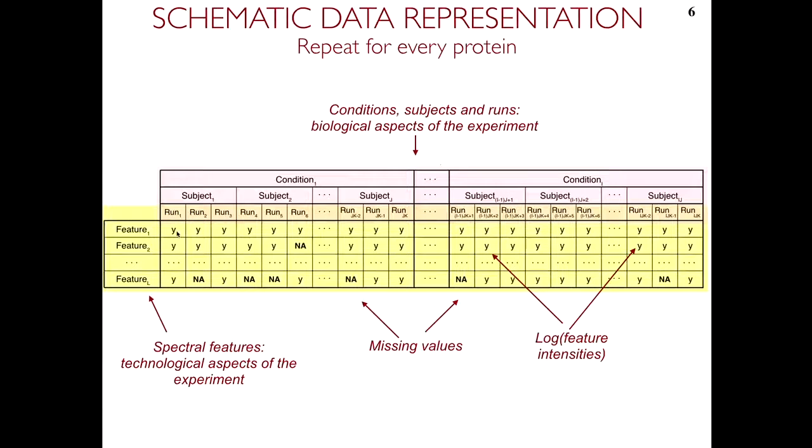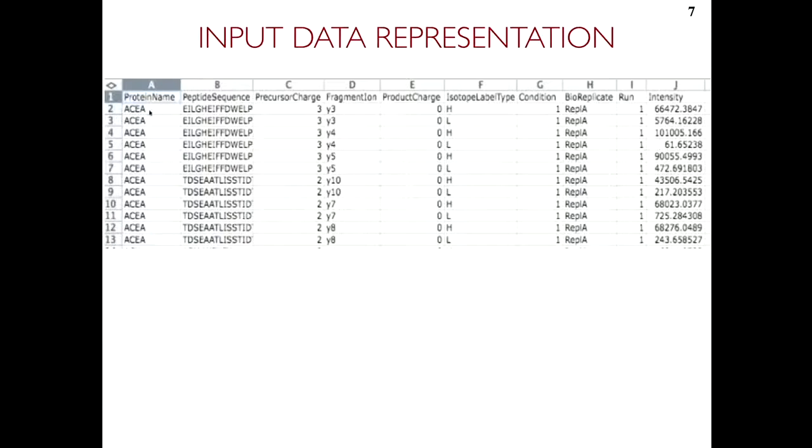And this single number is annotated with things such as the protein ID, the peptide ID, or precursor sequence, right? Precursor charge, fragment, product charge. If you don't have fragments or transitions, you just put 0. Otherwise, it's the product charge. Isotope label type: if you have heavy and light, you write that. If not, everything is light.